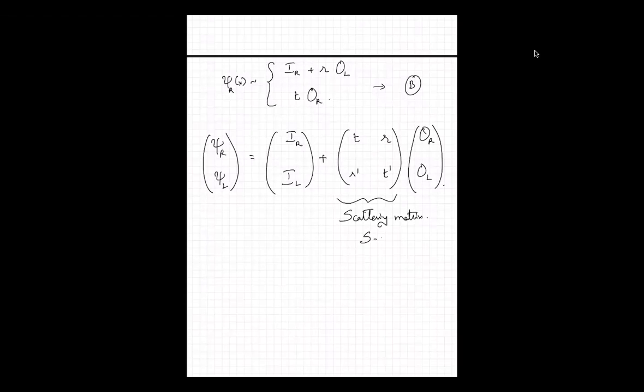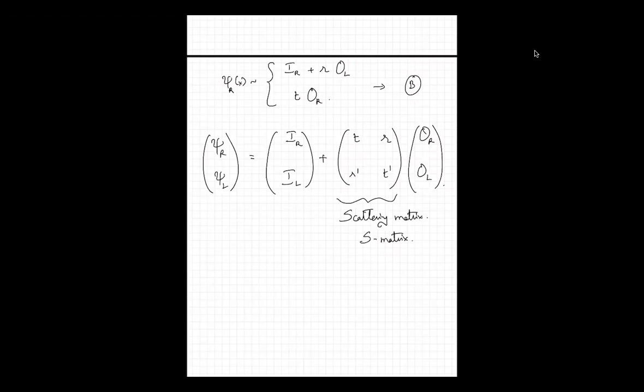It's also called the S matrix. Why am I writing it in this particular fashion? Because if the scattering is very, very weak, then if I throw a particle, it is simply going to go without being affected by the scattering center that much. So the scattering matrix is basically T equals 0, R equals 0, R prime and T prime, everything is equal to 0. So psi R, psi L is simply the incoming radiation and outgoing radiation.